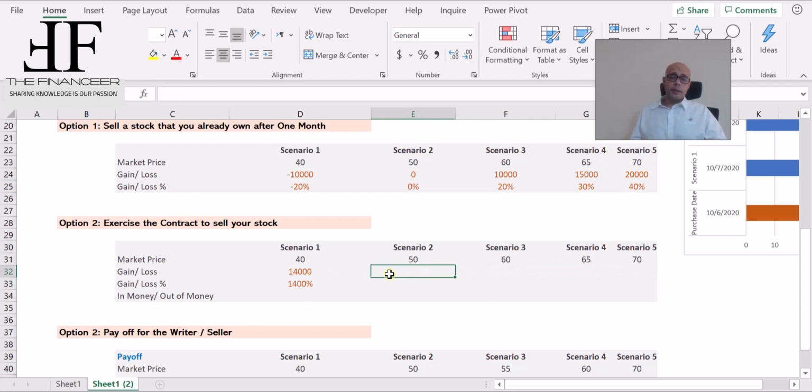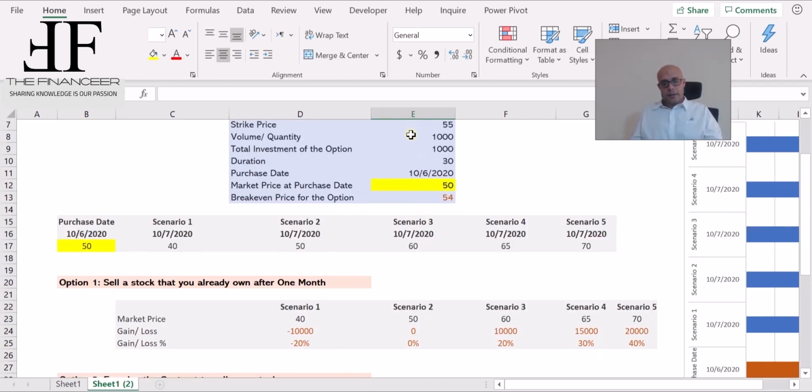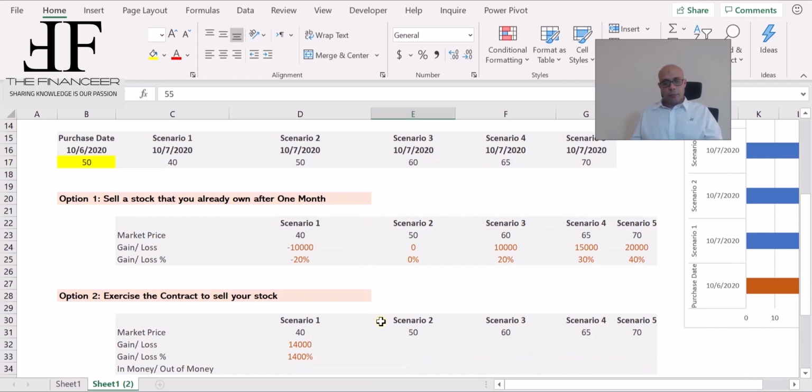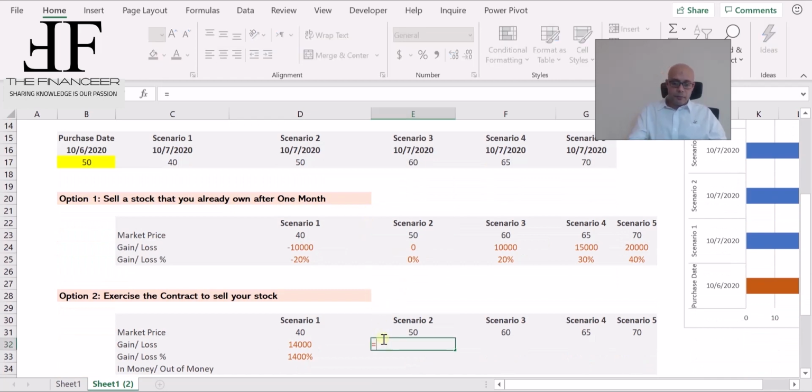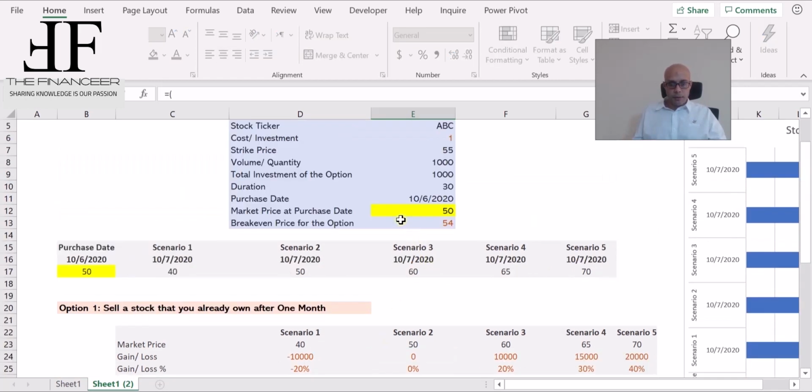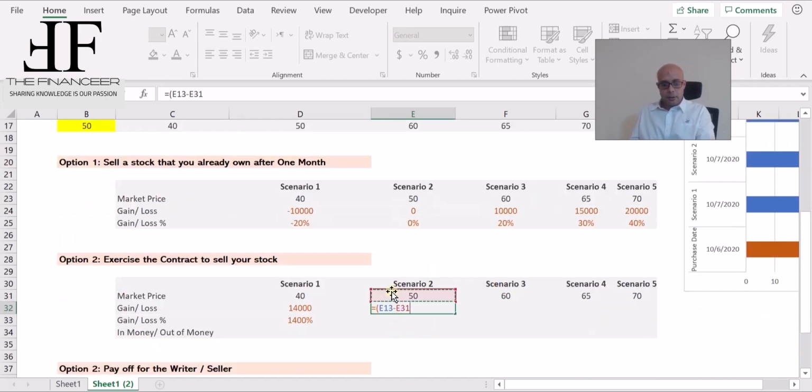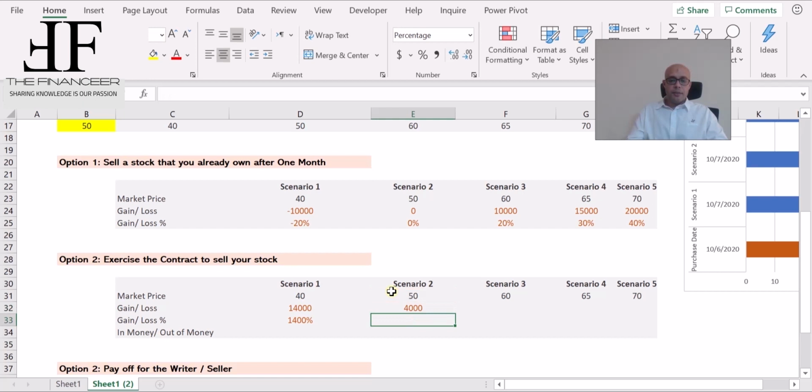Now let's start calculating the gain and loss for the other scenarios. So we are going to compare again between the market price and the exercise price. Definitely you have to exercise the option and get $55. So we are going to compare between the break-even price here minus the market price, all of these times the number of stocks that you purchased. This will result in $4,000 gains.